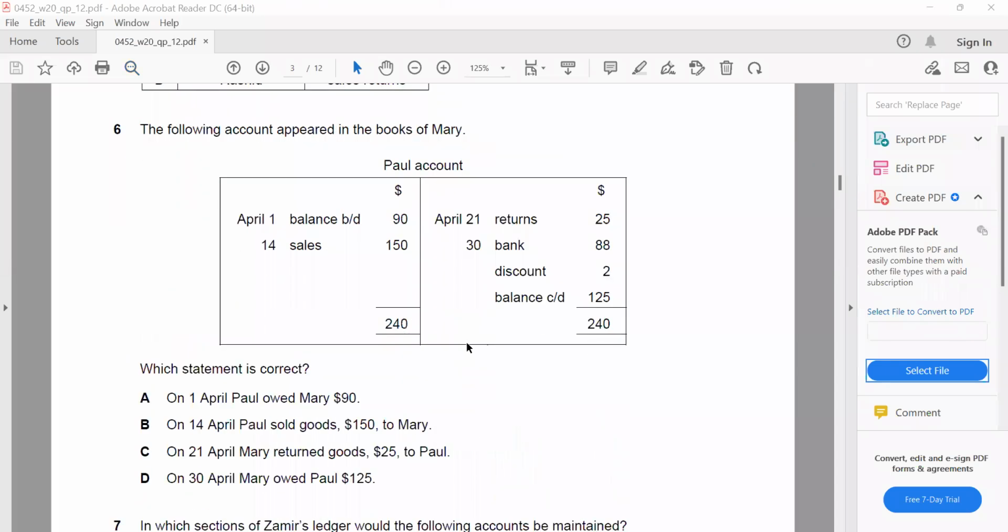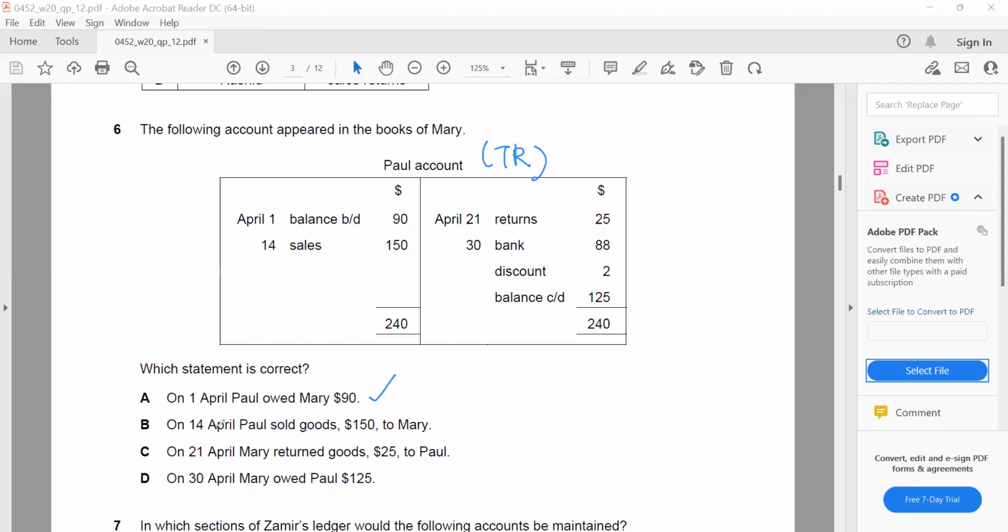Okay, question 6. The following account appears in the books of Mary. Balance brought down 90, 150, return. So this is a trade receivable. Which statement is correct? On first April, Paul owed Mary 90.